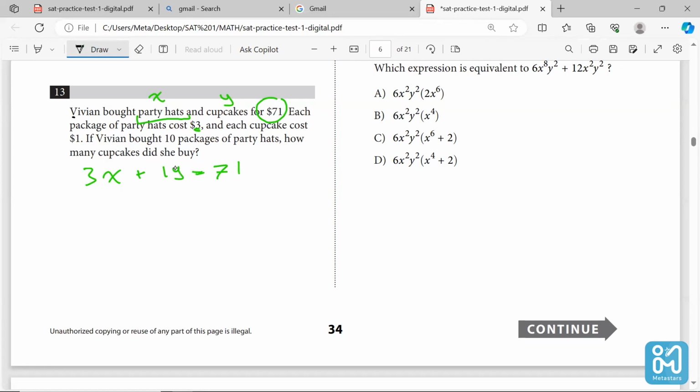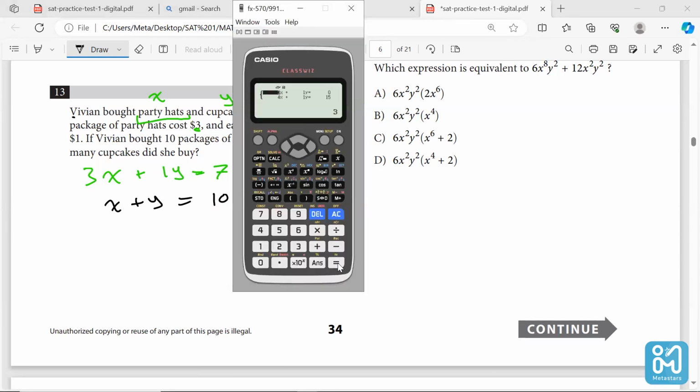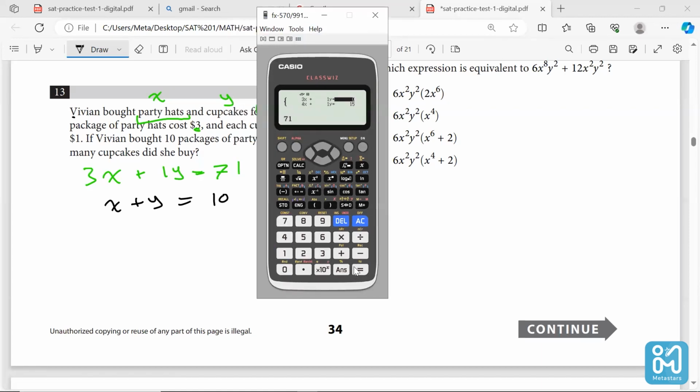This is the cost of the cupcakes and the party hats. Now, Vivian bought 10 packages. The total of packages is going to be 10, so I have x plus y equals 10. Again, x represents the number of party hats and y represents the number of cupcakes. Now, I ask you, how many cupcakes did she buy? I need to use the calculator to find this using a simultaneous equation. Okay, now let's use our calculator. Go to menu. I'm going to take 3, equal, 1, equal, 71, equal, then 1, 1, and 10.